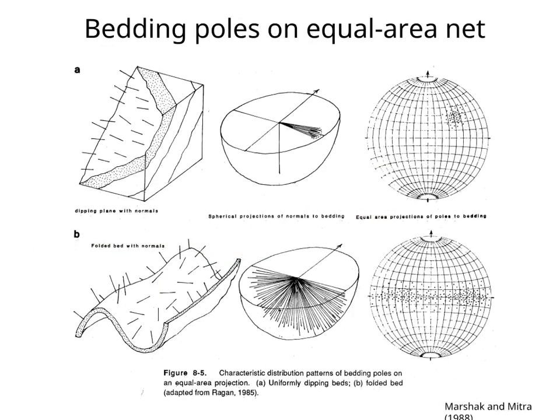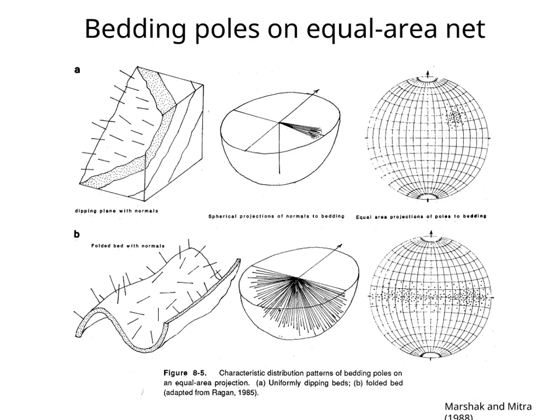The pie diagram with bedding poles on a stereo net is a great way to visualize the geometry of a fold. Figure A shows a dipping plane with bedding normals. The poles in this case plot on a small area in the stereo net, reflecting small variations in the orientation of the plane. Figure B shows a near cylindrical fold with normals. The poles in this case define a great circle, with variations reflecting the departure of the fold from a cylindrical structure.